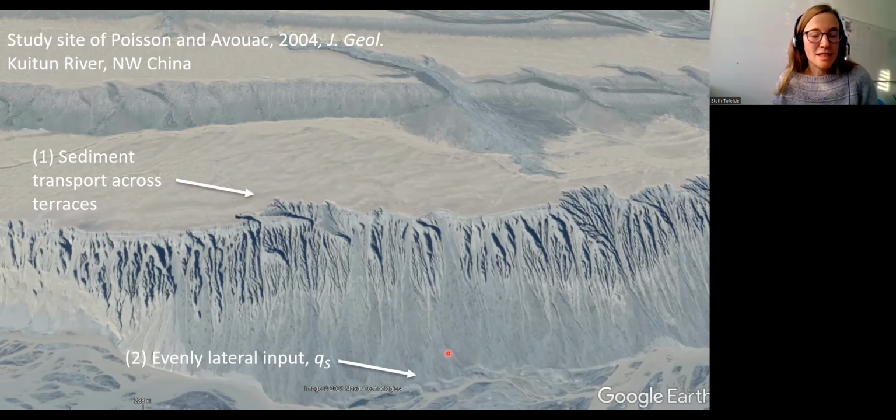So this is the site from the study of Poisson and Avouac in the Kuitun River in northwestern China. The modern river is flowing down here, and these brownish surfaces are the terrace surfaces. What we can see here is that there is some kind of network, some channelized structures that might transport sediment from these terrace risers across down to the next level and eventually down to the modern valley floor. And also here we can nicely see this overlapping lateral input.